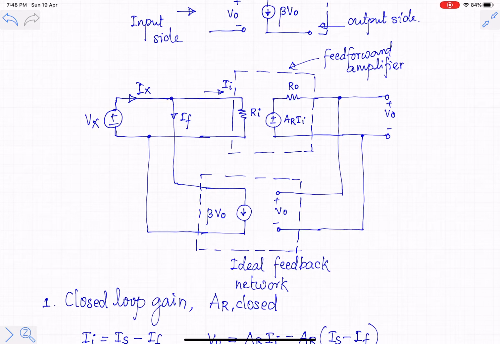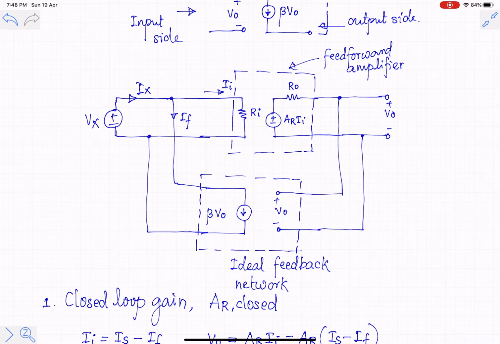This is because you can see that on the input side there is a parallel combination, and in the previous session I told that if there is a parallel connection on the input side, the input impedance will go down. If there is a series connection, the impedance will go up. We can see that on the output side also there is a parallel connection, so the output impedance will also go down by the same factor, 1 plus loop gain.